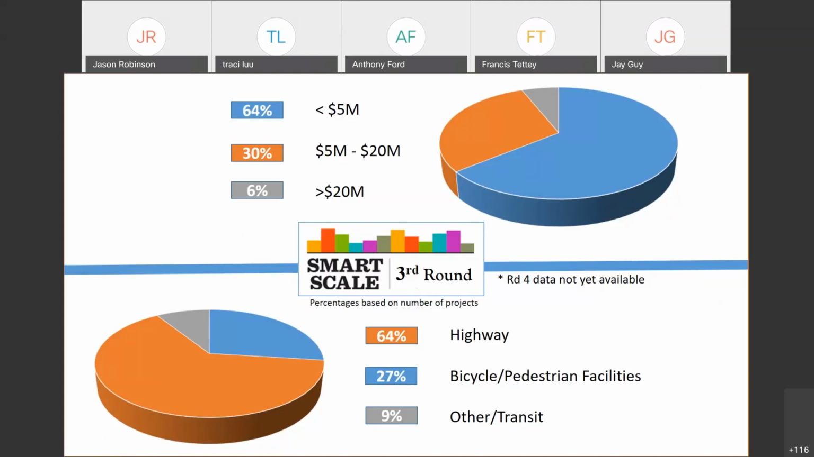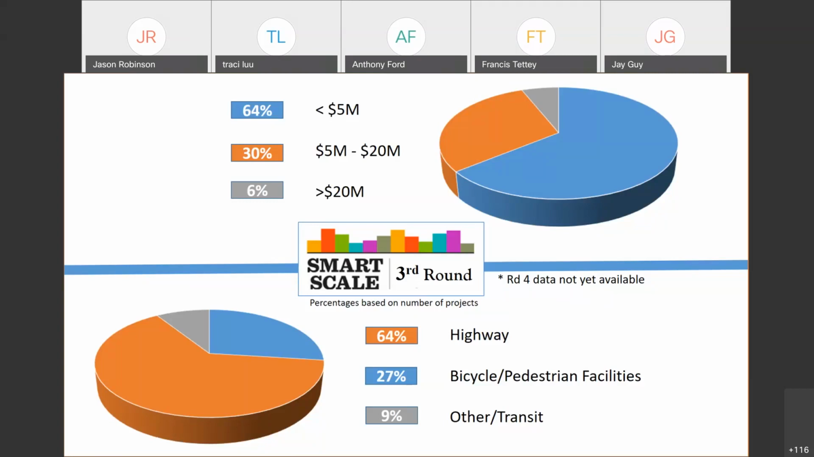I do want to point out, though, that that was round 3 data, and that every round can and has been different. I guess what they say in the stock market is that past performance is not indicative of future results. We can't say that every round is going to look the same and have the same percentages, but I think a lot of folks were surprised by that top pie chart.